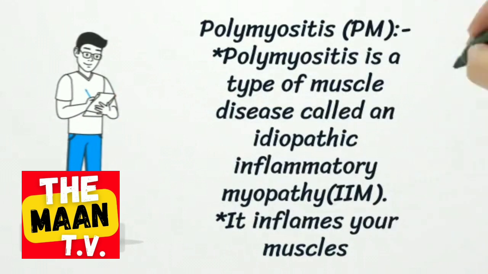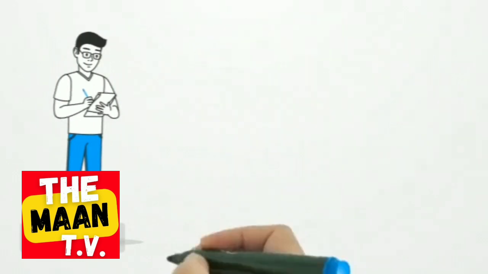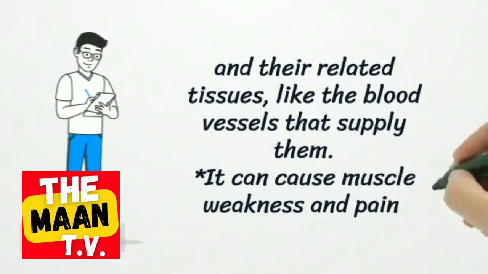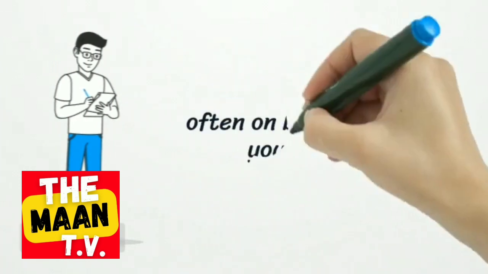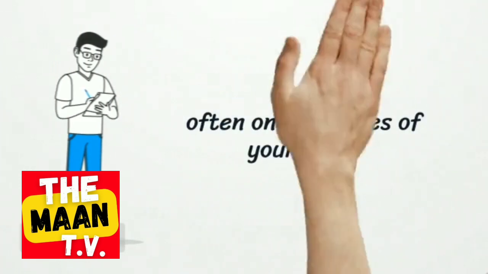Polymyositis (PM). Polymyositis is a type of muscle disease called an idiopathic inflammatory myopathy (IIM). It inflames your muscles and their related tissues, like the blood vessels that supply them. It can cause muscle weakness and pain, often on both sides of your body.